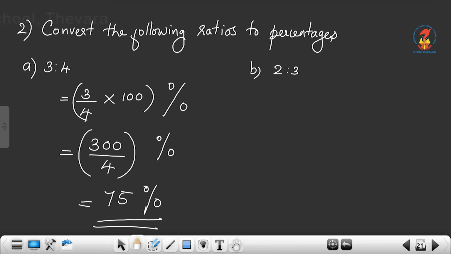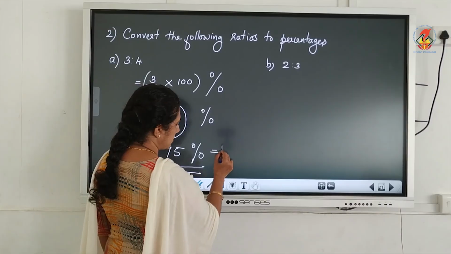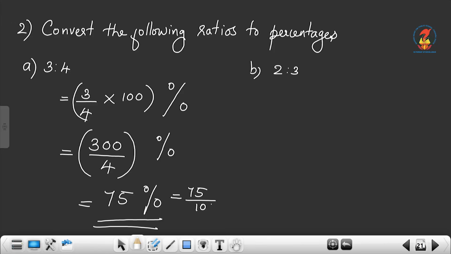Suppose if you want to convert this 75% into decimal, how can you convert? 75% means 75 by 100. So what is the answer? 0.75. So 75% means 75 by 100 and the decimal form is 0.75.